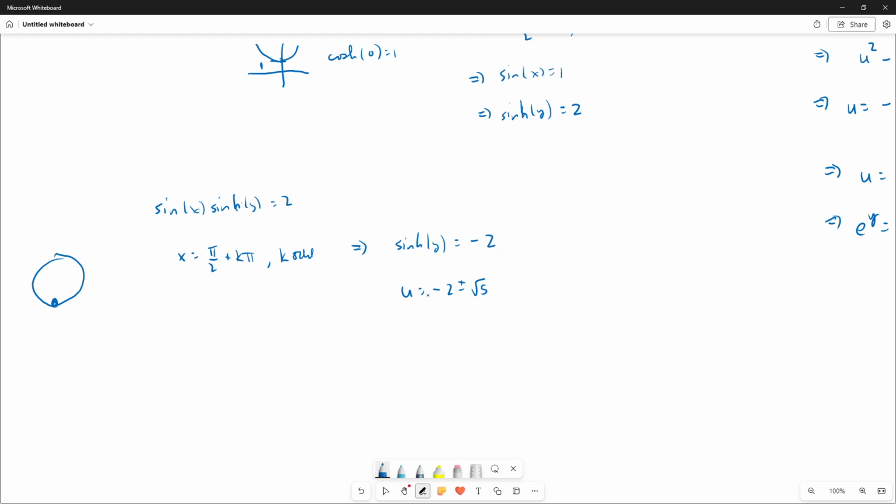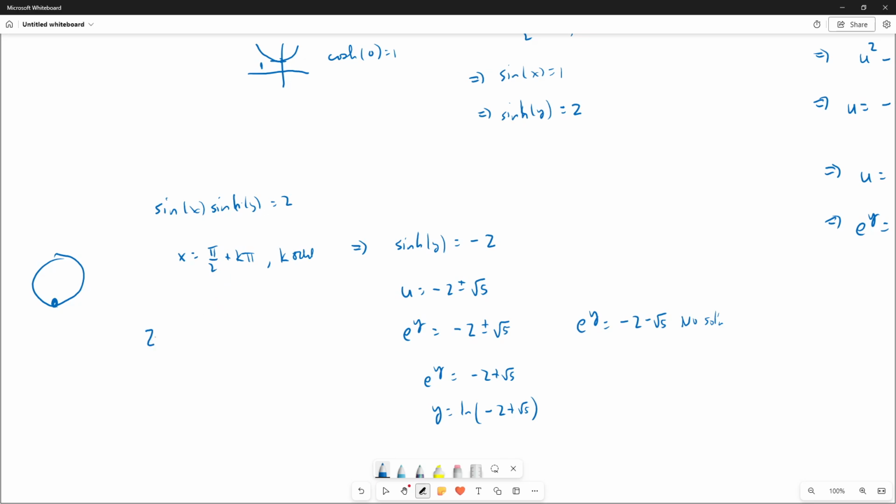Solving this equation again the exact same way we solved the last one. And u was e to the y. Negative 2 plus or minus the square root of 5. Now e to the y has to be positive, so e to the y is not going to equal negative 2 minus root 5. That's going to have no solution. So we have to have e to the y equals negative 2 plus root 5. This is a positive number, and so y is the natural log of negative 2 plus root 5.